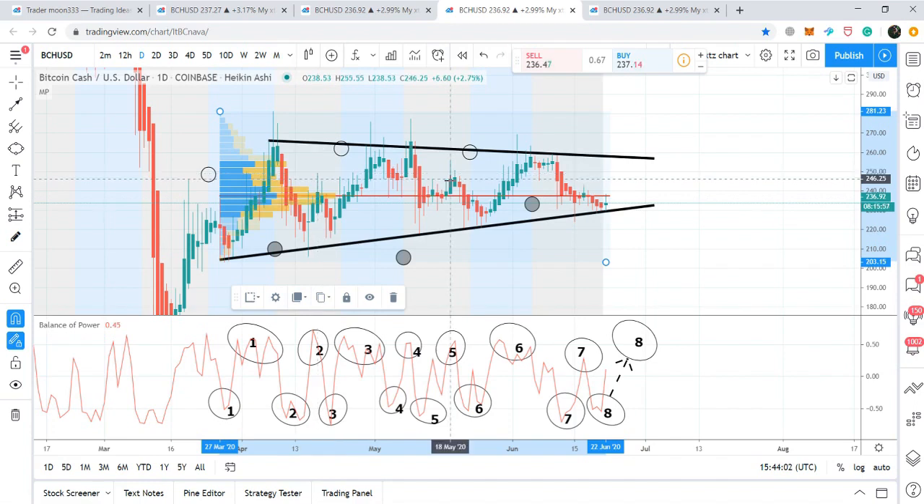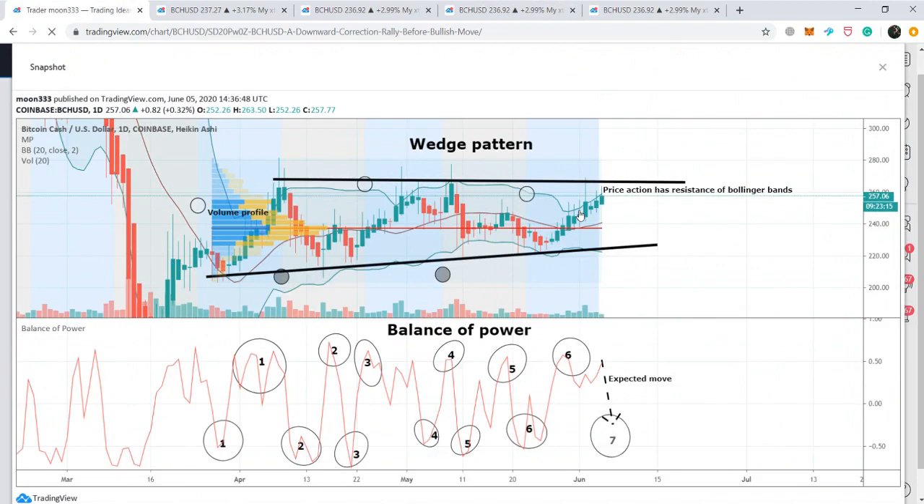We can also see this thing here, and here as well. When the balance of power moved down completely, the price action did not hit the support. Now, in my previous video, I was expecting this move. For example, this was a chart that I shared in my previous video with you, where at that time the price action was almost at the resistance of this channel.